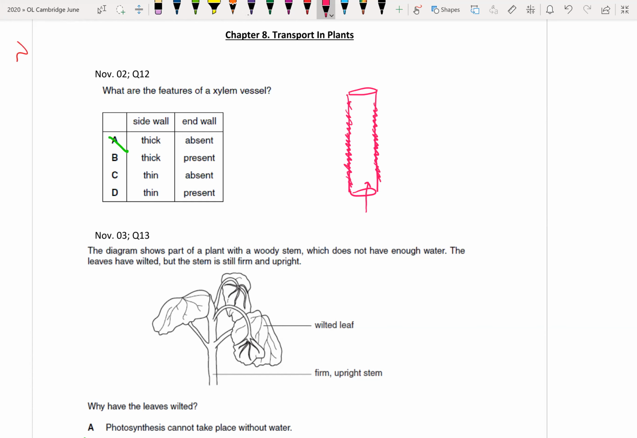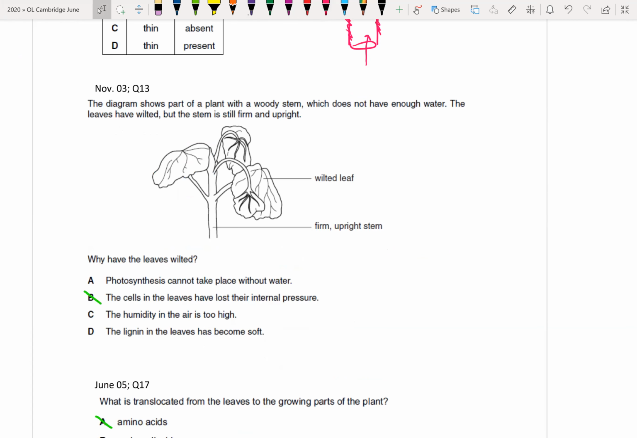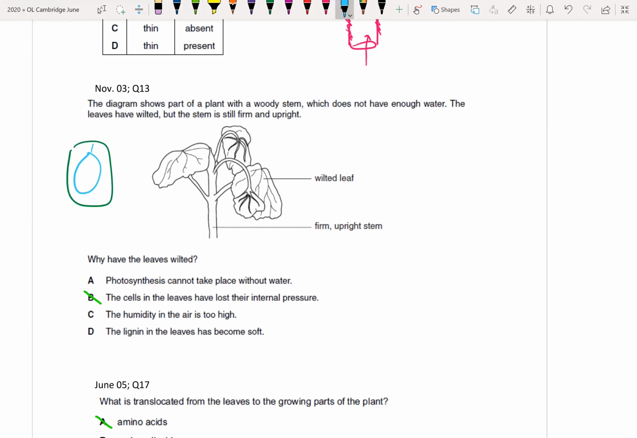The next question is asking us about wilting. And we know that wilting is all about water loss being more than the water uptake. So we have a deficit. The water lost is more than the water uptake. The question asks what happened when the plant is wilted. The cells in the leaves have lost their internal pressure. Let me remind you that the internal pressure of the leaves comes from the vacuoles being turgid. Vacuoles are turgid and therefore they are applying pressure on the cell walls, which keeps the plant standing.